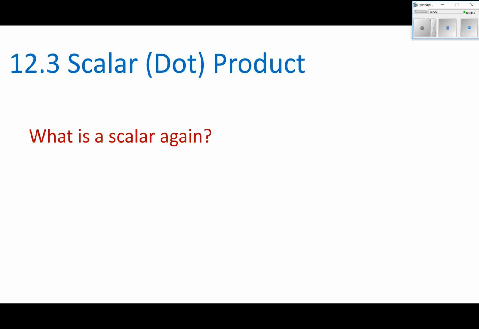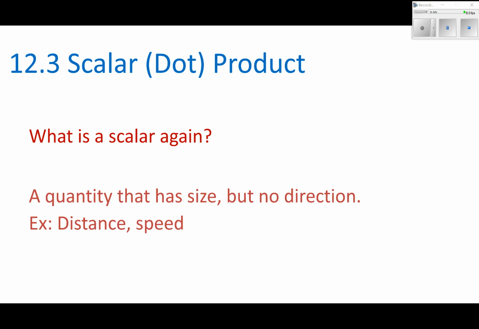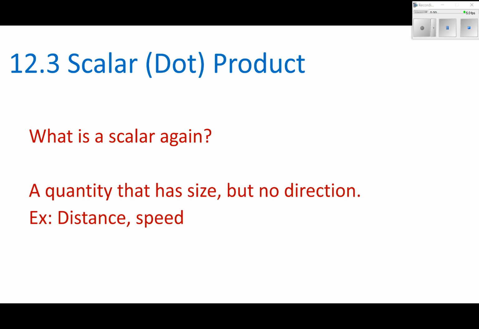The class. This will be section 12.3, dealing with the scalar product, which is often called the dot product. Those might be used interchangeably, talking scalar product or dot product. So we have to get back into the idea of what a scalar is again. A scalar is just a quantity that has size but no direction.